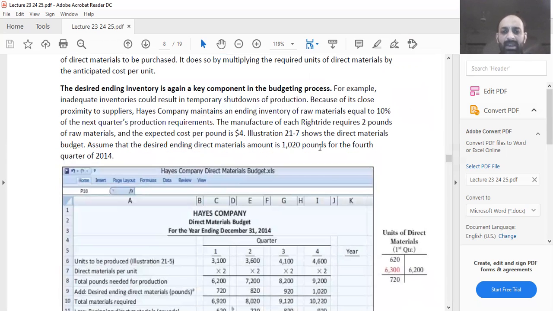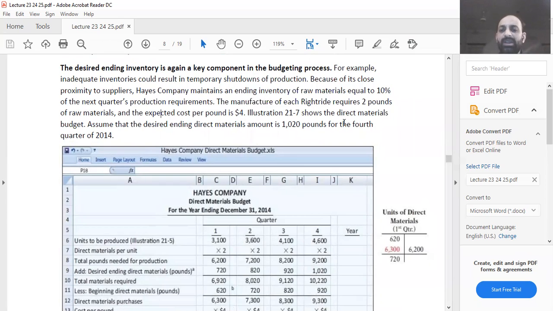The manufacture of each ring, we know that is the name of the product, requires 2 pounds of raw material. So the raw material quantity in each unit is 2 pounds. The expected cost per pound is $4, and 2 pounds are required for each unit. So the total cost will obviously be $8 per unit.